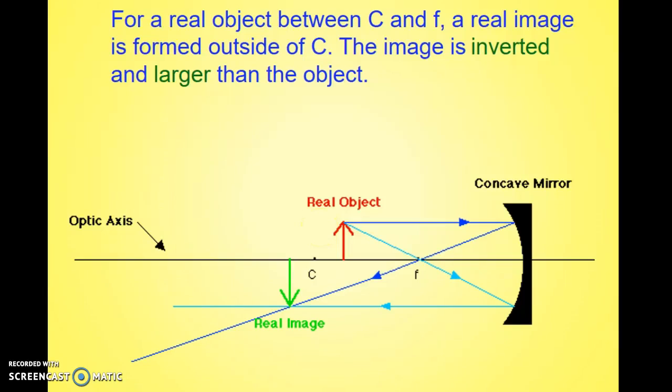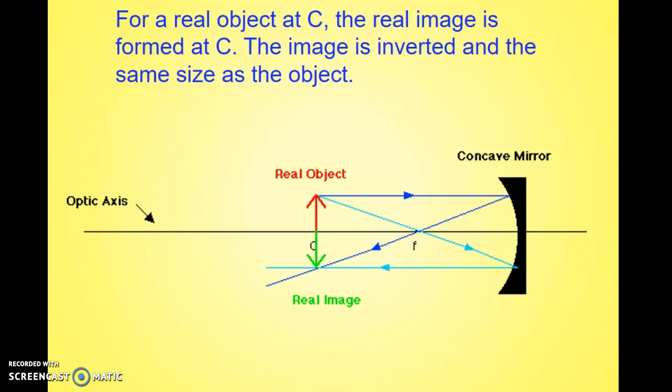You can see you need to have 3 things to say about this image. The image is real. It is a real image. It is upside down or inverted, and it is enlarged. It's larger than the actual object. Only a little bit, but still.